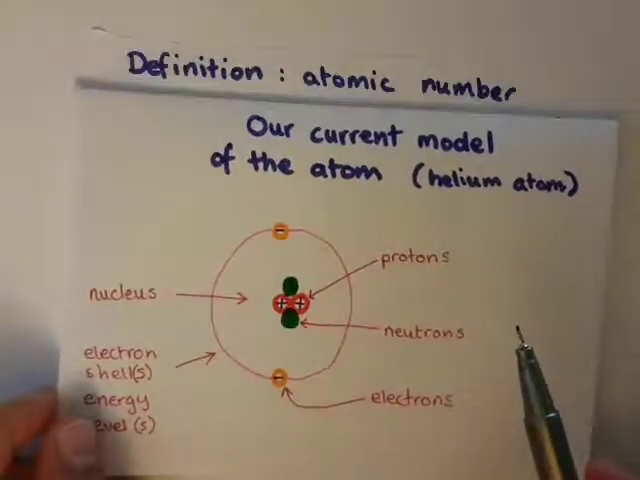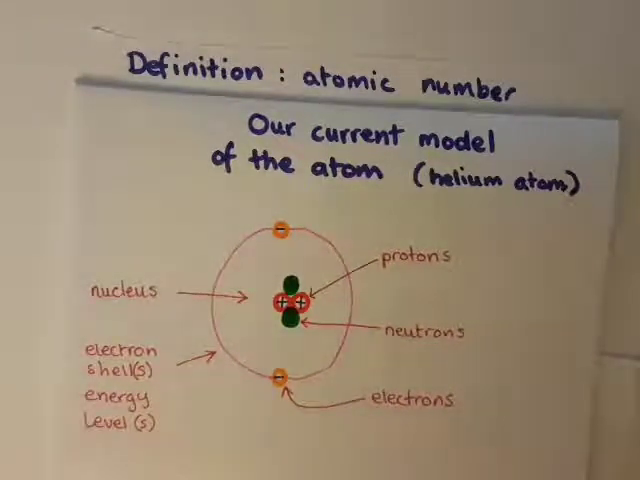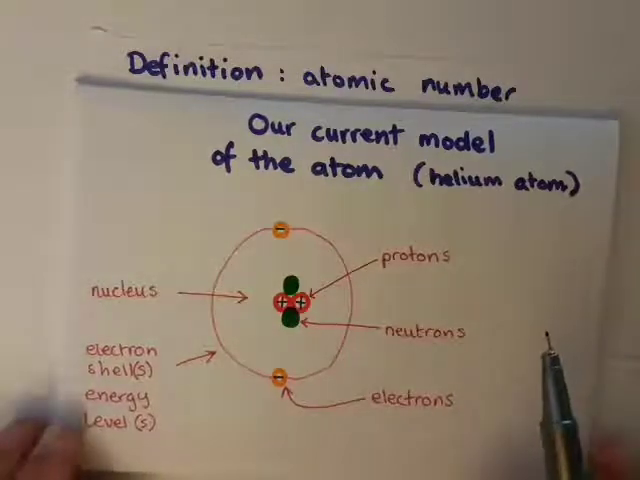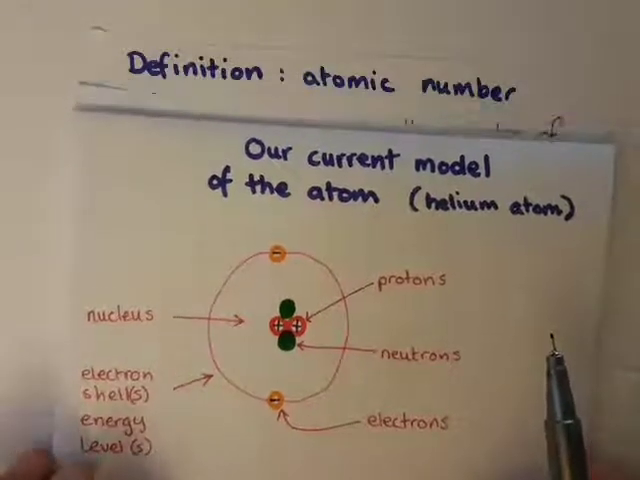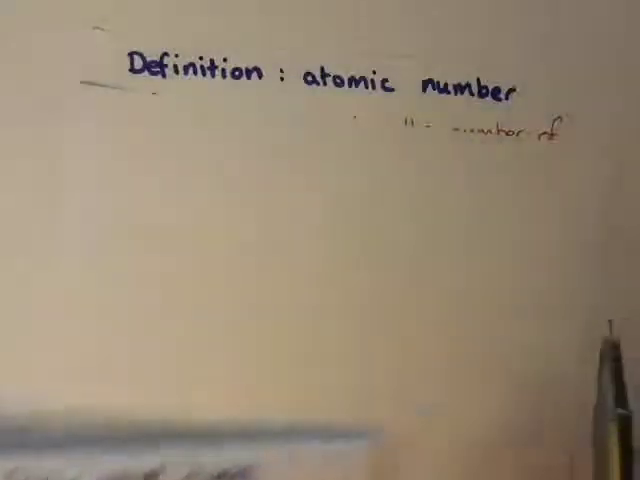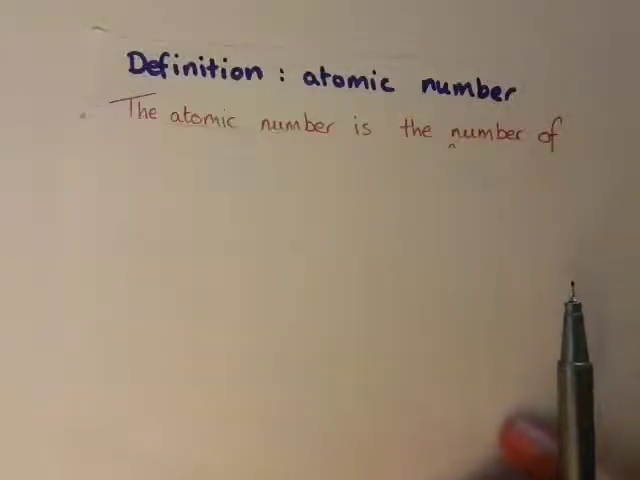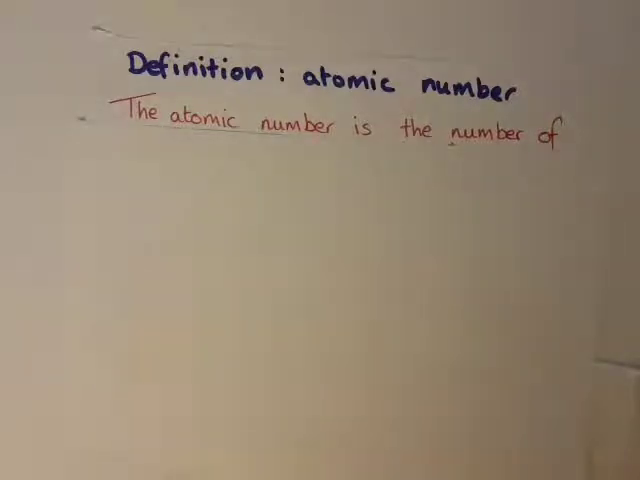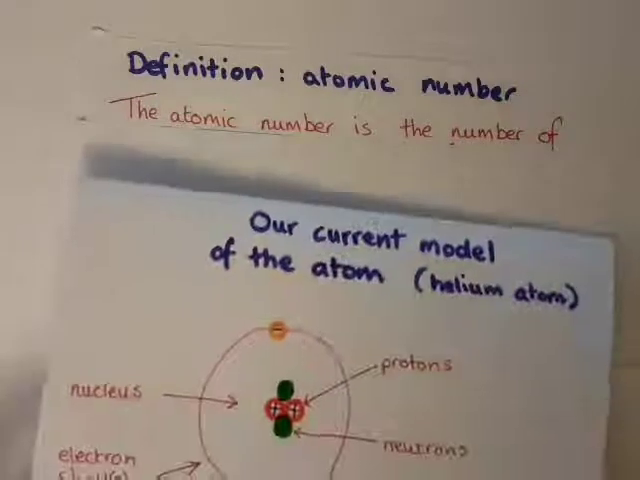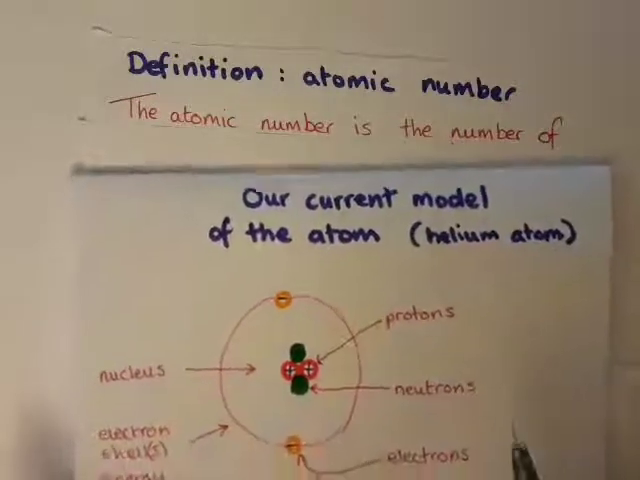Okay, so next part, definition, atomic number. I'm going to start off a sentence for you and see if you can remember the rest of it. So, the atomic number is the number of... Pause the video and see if you can remember what that answer is. It might help to have a little think about this picture of the atom.